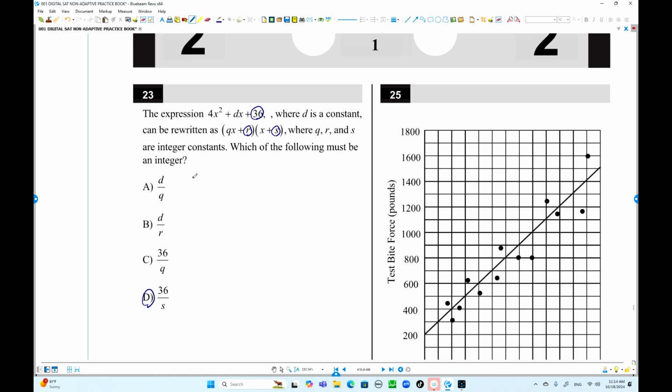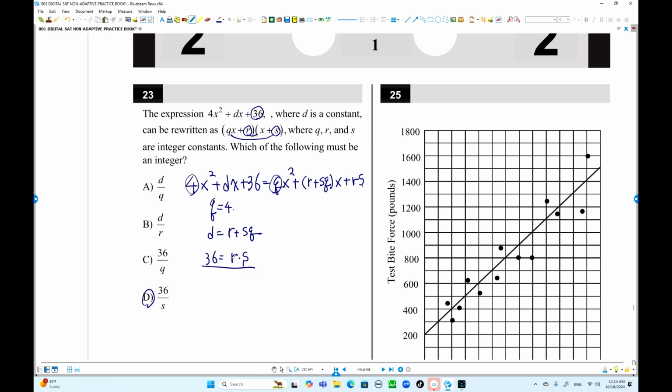Q times x is qx squared. It looks like this: qx squared plus dx plus 36 must equal qx squared plus qsx plus rqx, so (r plus s) times qx, plus rs. They are equivalent, right? We know that q equals 4. D equals (r plus s) times q. 36 equals R times S.